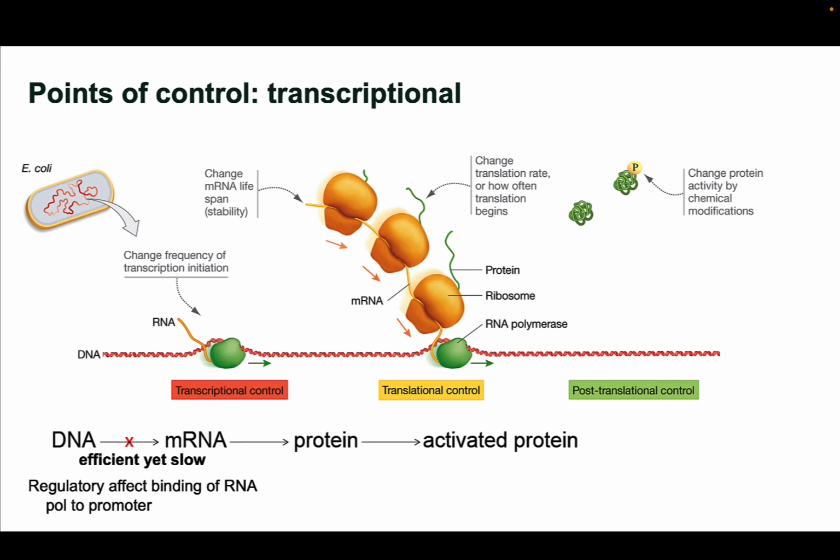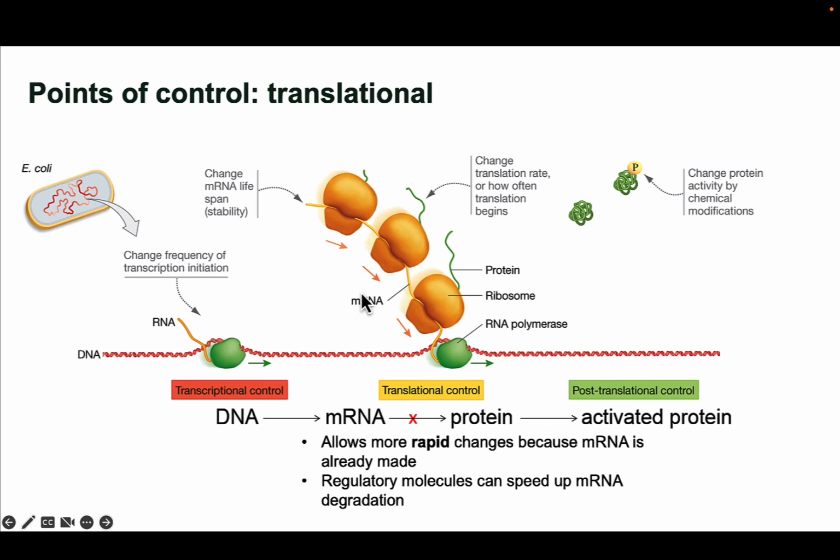So let's talk first, though, about some points of control for turning on proteins. So here's our central dogma again, and I've added a few more details. So we have DNA to mRNA to protein, but then also some proteins aren't active right away. They need an additional signal like phosphorylation to become activated. And at each arrow here, the cell can regulate that transfer of information. And so transcriptional control means turning off a gene or turning on a gene. This is an efficient way to regulate how much of an activated protein you have around, but it's quite slow. And an example of this might be a regulatory protein affecting the binding of RNA polymerase to the promoter. And that would essentially turn off the ability to transcribe that gene.